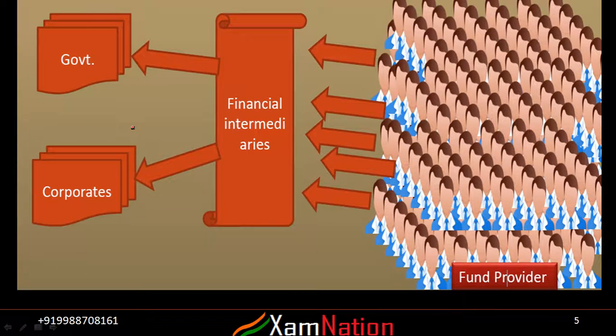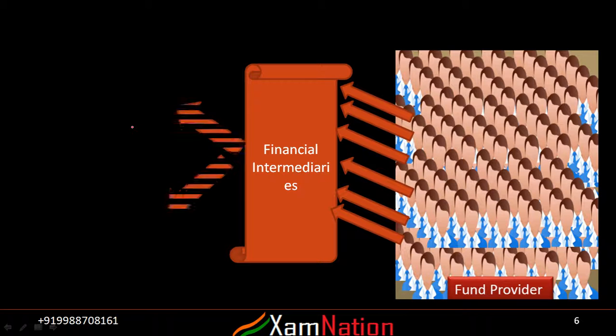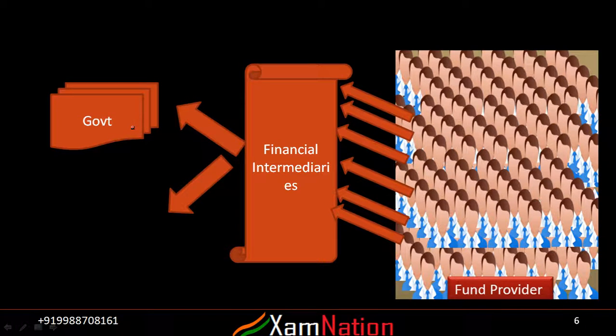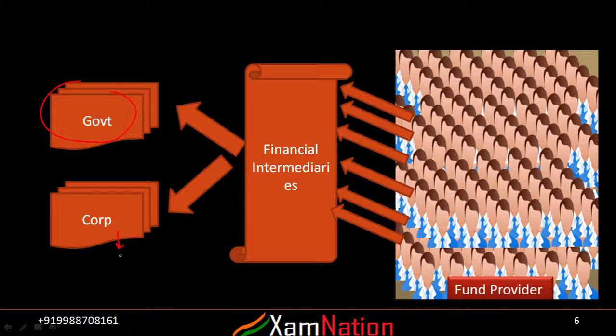Now this is the picture, these are the financial intermediaries, and there are various types of financial intermediaries. The people who require the funds can be of two types. One is the government, one is the corporate. By corporate I am talking about all the companies, whether government company or private company, and government is your government of India, which wants the money.